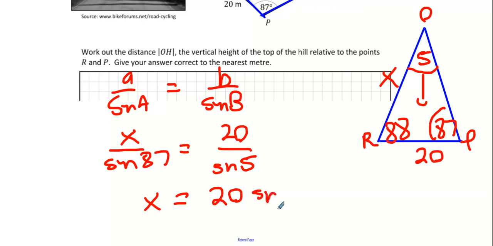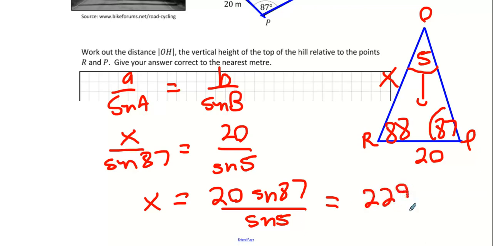Okay, let's find out. I'm still sine 87. Bring it up to the 20 and keep the sine 5 where it is. If you can, lads, give me some decimals on this as well. 2 decimal places. 229.16, okay, meters. You cool with that?